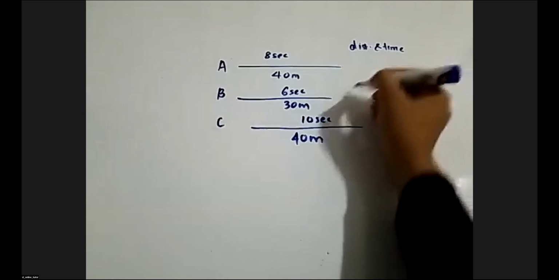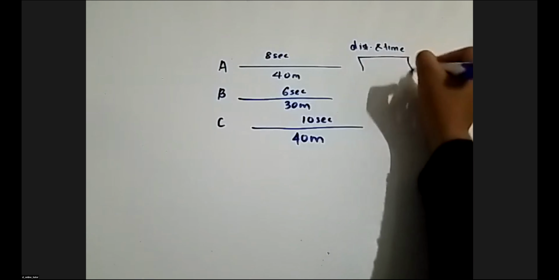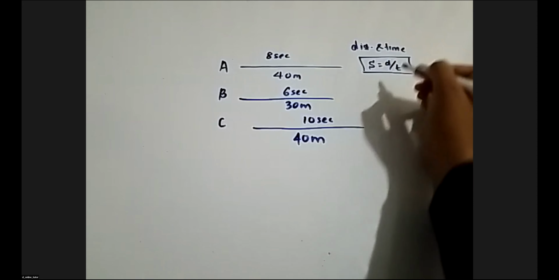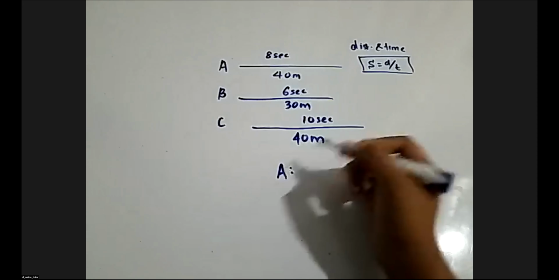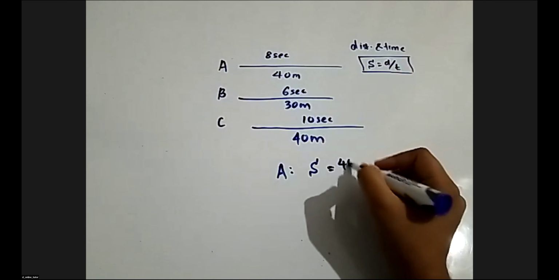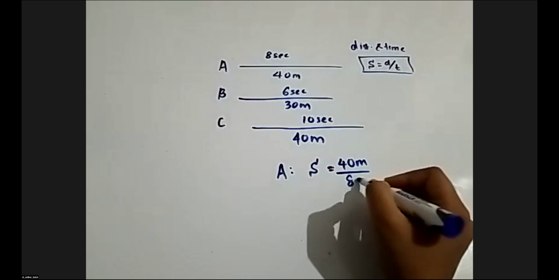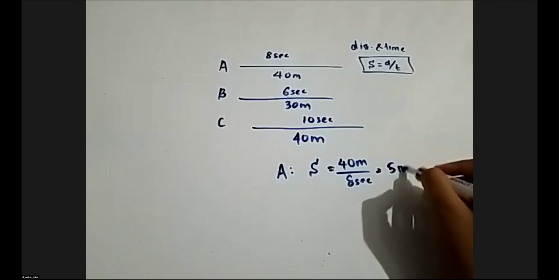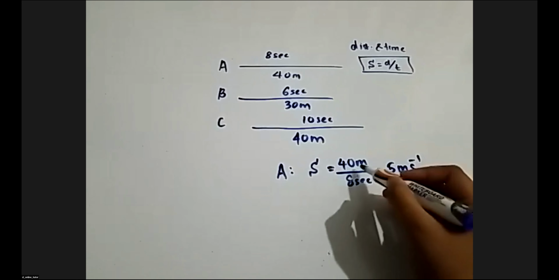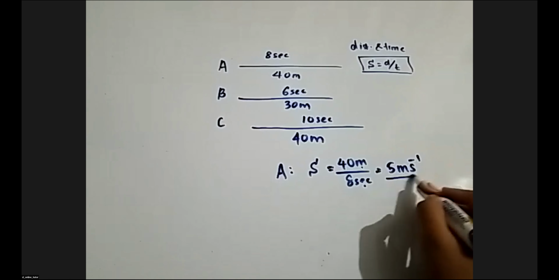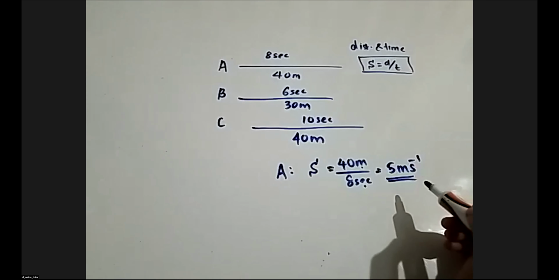The equation I'm going to use here is speed equals distance over time. For person A, speed is equal to the distance covered, 40 meters, over the time, 8 seconds. So the speed will be 40 divided by 8, 5 meters per second. When seconds come to the denominator, it becomes per second. So this person's speed is 5 meters per second.